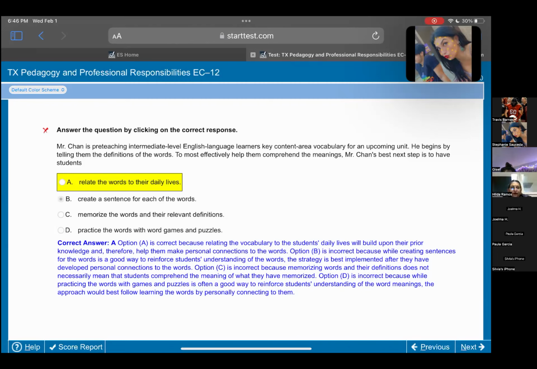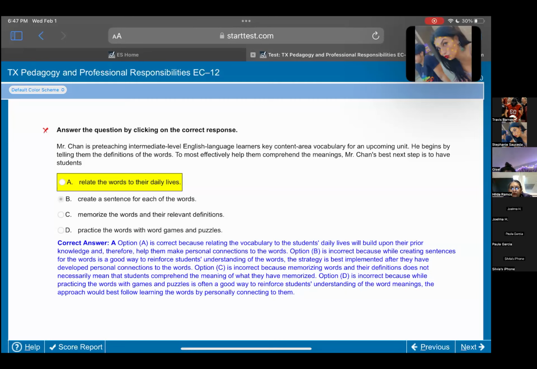See, memorizing the words and their relevant definitions. We have tried this way of just memorizing the words and the relevant definitions, but we're looking for the most effective way. Is it more effective for them to memorize straight denotation, which is the dictionary definition of a word, or illustrate the meaning via examples related to their daily lives in connection with things that they have actual real world experience from? So C is incorrect, because memorizing words and their definitions does not necessarily mean that the students comprehend the meaning or that they can use it.